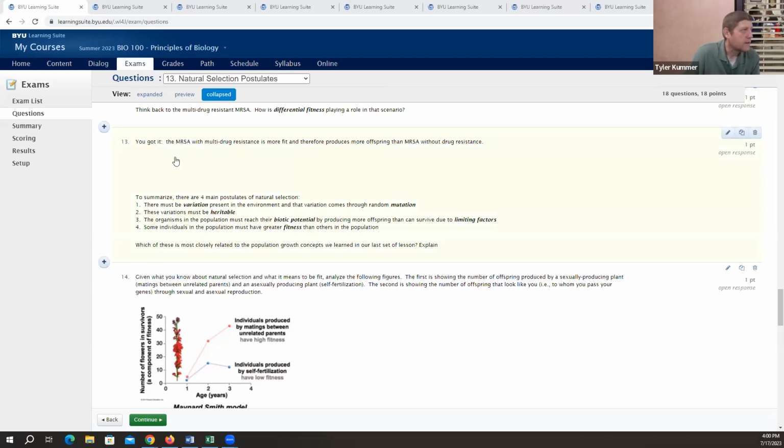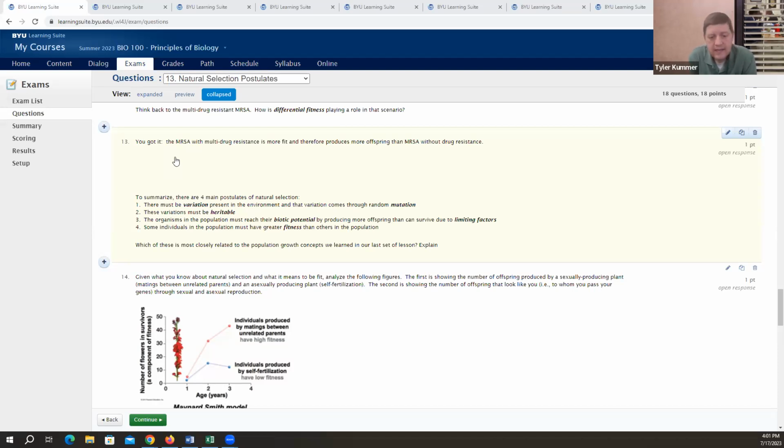All right. So for natural selection postulates, there are four main postulates that are part of natural selection. First is that there must be variation in the population. And that variation ultimately comes through random mutation.